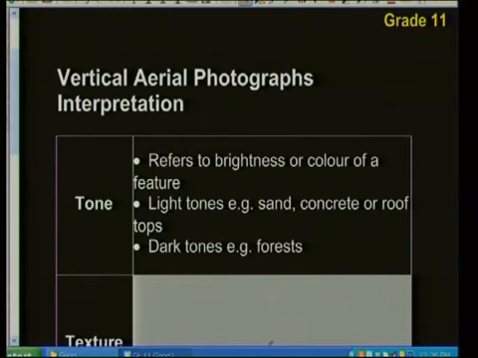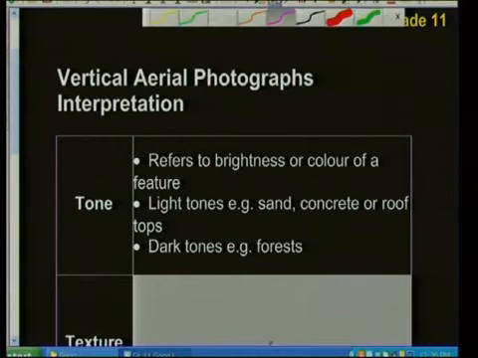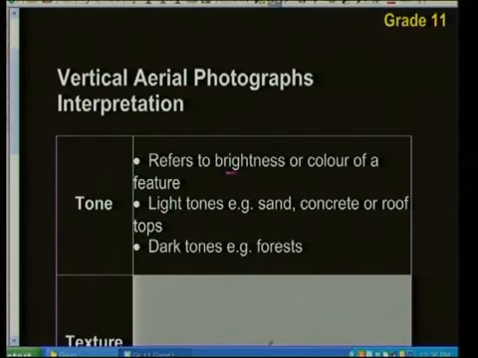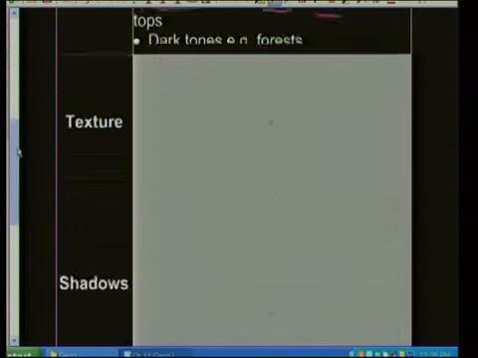Tone actually refers to the brightness and color of a feature. Light tones such as sand, concrete, and roofs will be your light tones. Dark tones such as forests. Okay, let me just show you on a little picture here.